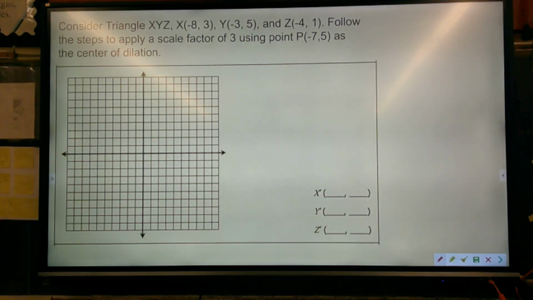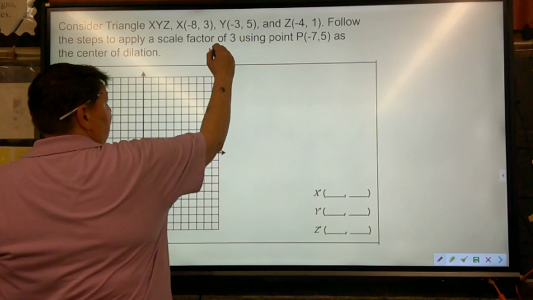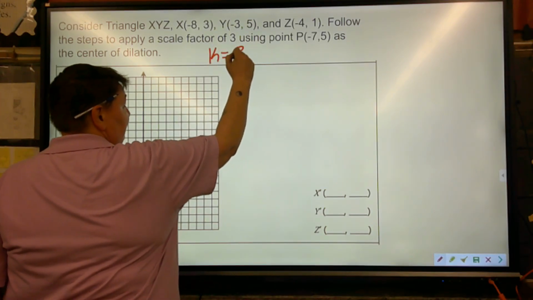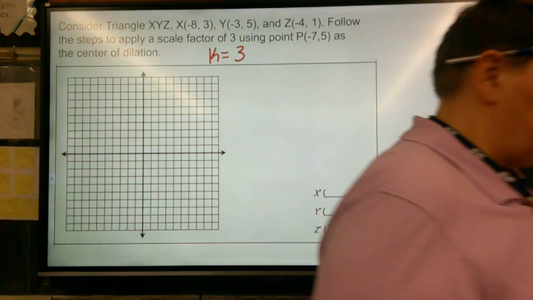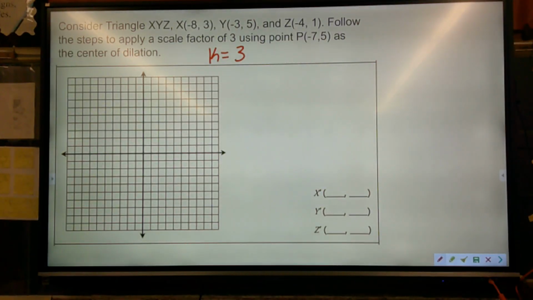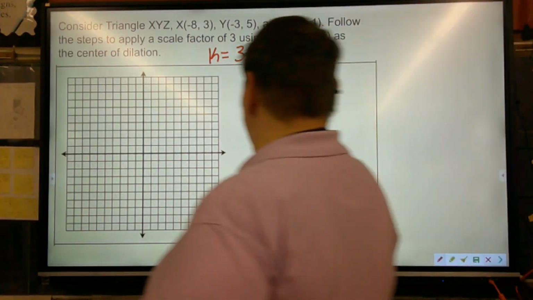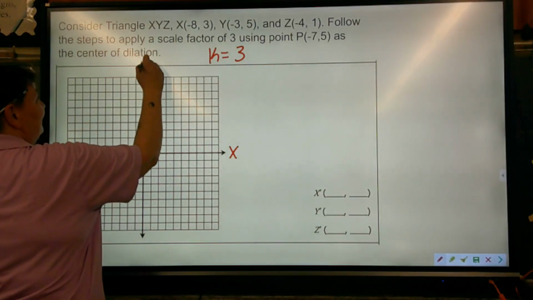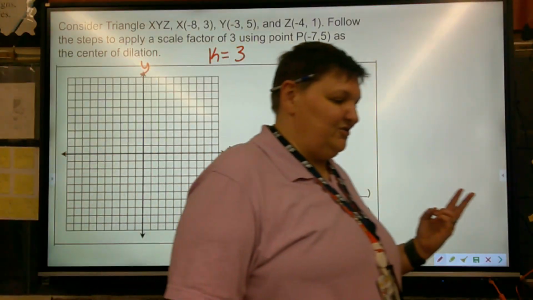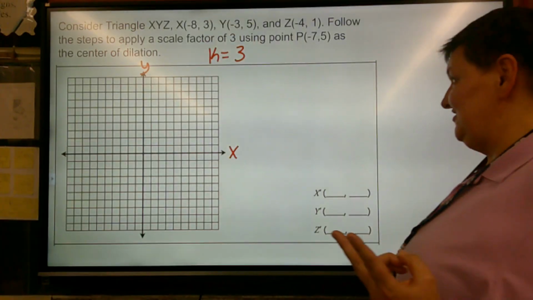It says consider triangle XYZ, and then it gives us the coordinates for X, Y, and Z. It says follow the steps to apply a scale factor of 3 using point P as the center of dilation. So we know our scale factor is 3. Our K is 3. We already know the first two steps. They're the same in every one, right? Step 1, label your X and Y axis. Step 2, graph and label your pre-image.